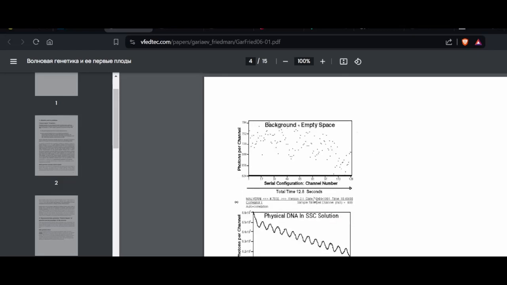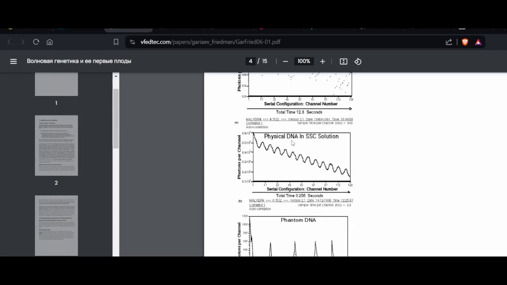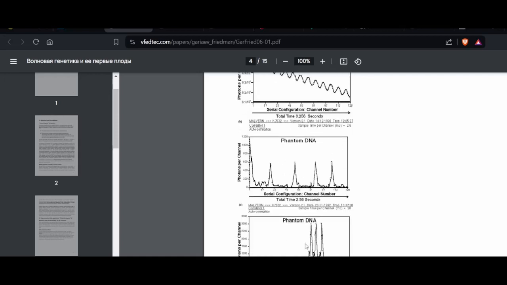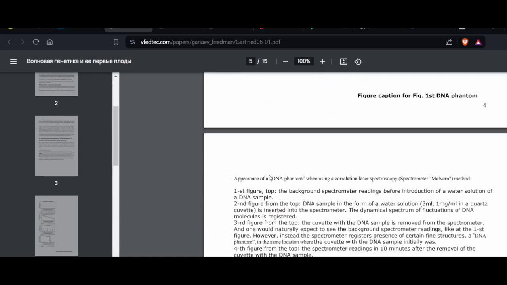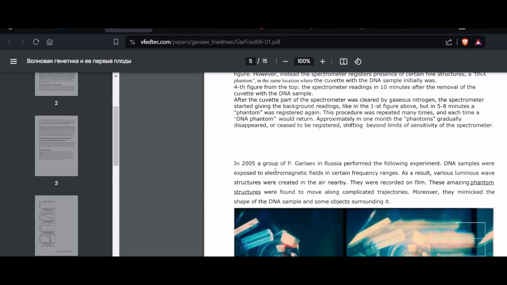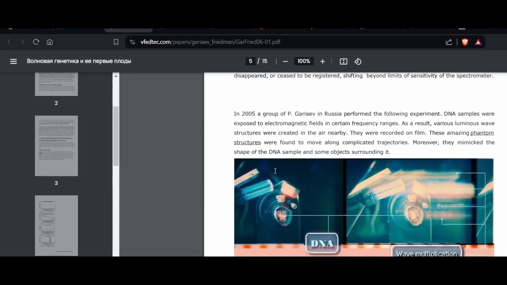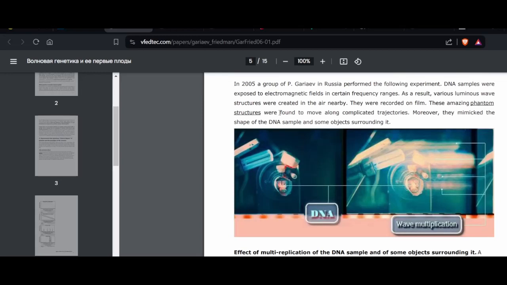So here again in this paper, this is where they publish those graphs that we just looked at, with the background space, the physical DNA looks like the sinusoid, and then you've got the two phantom graphs. So here again, I'm sorry you guys have to be watching this, or you can search for this paper. I can put a link in the show notes. But here's an actual visual picture of what they're seeing.